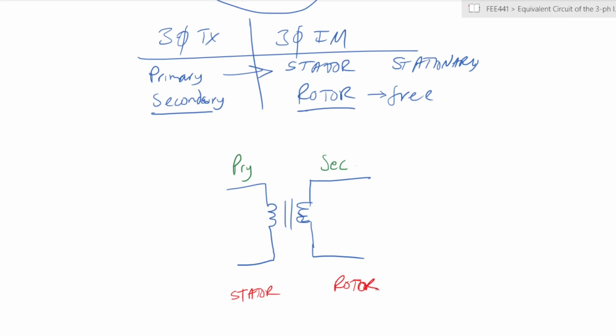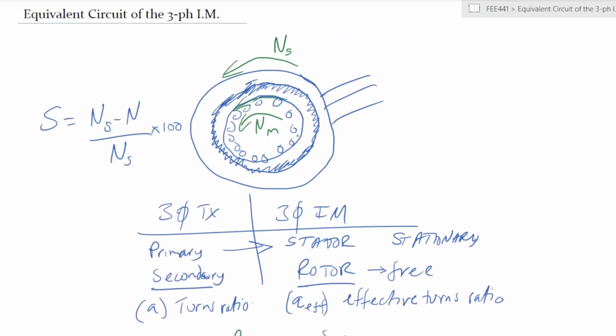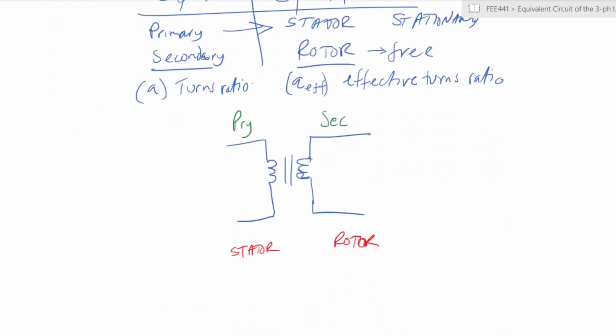Similar to the transformer, in your three-phase induction motor you will also have a turns ratio. In the transformer, it is denoted by a. In the three-phase induction motor, we have what is called an effective turns ratio, denoted by a effective, which is the ratio between the windings of the stator and the rotor bars of the rotor. So far, so similar.